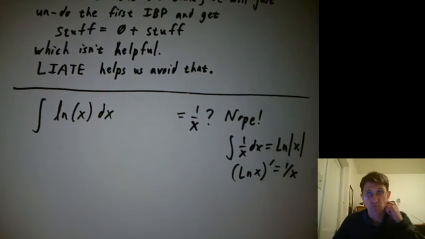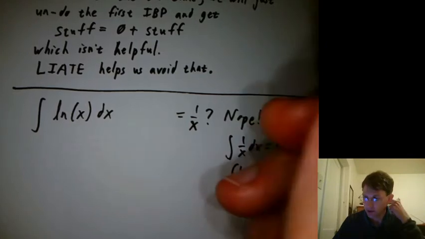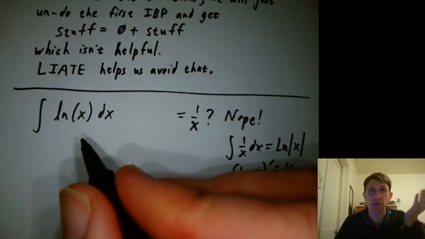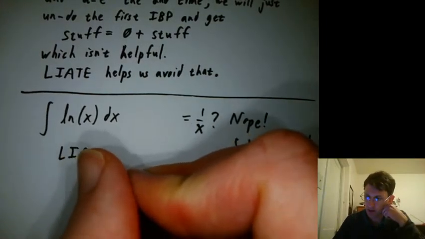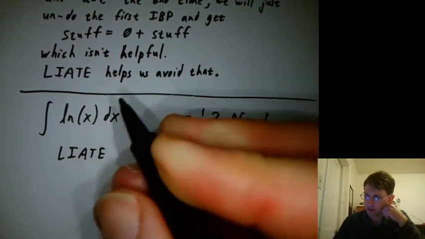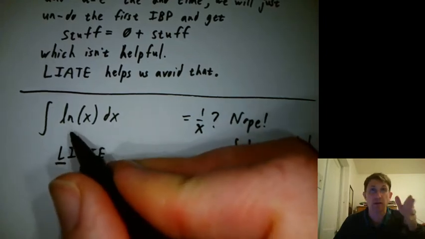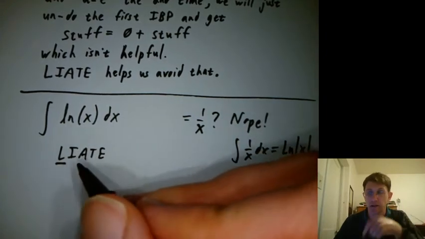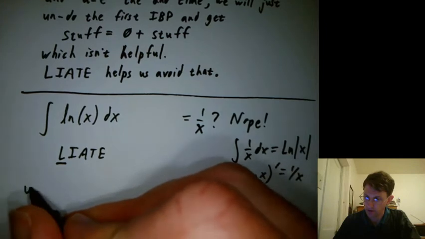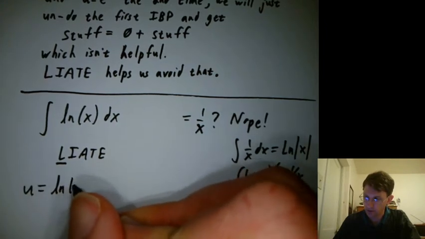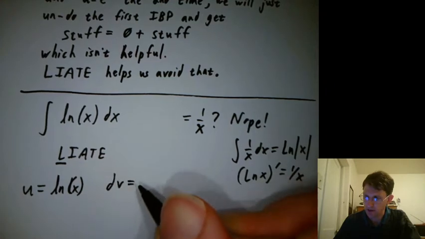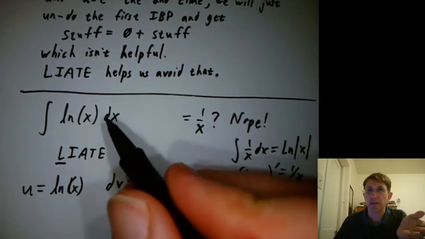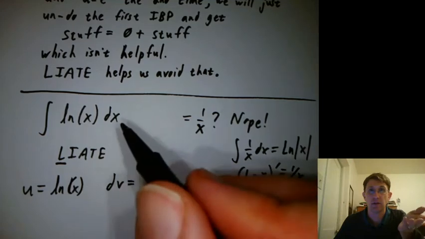So what should we do? Integration by parts. So what would you choose for your u and your dv here? Let's think about LIATE. Well, I see a log sitting right there, and that's the first thing in LIATE. So we'll use u equals log x. And then what is dv? Well, there's nothing else left in the integral once I've chosen u other than the dx.